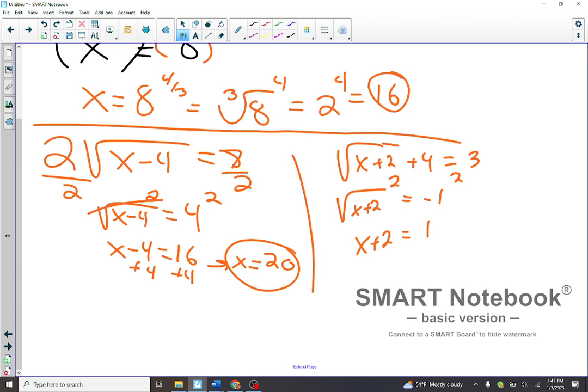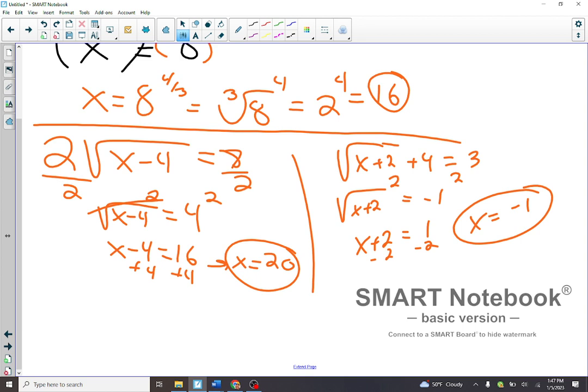Wait, so when is it not plus minus? When is it plus minus then? When you square root both sides. Minus 2, x equals negative 1. Right. Look at your homework for more examples. But this is the general.